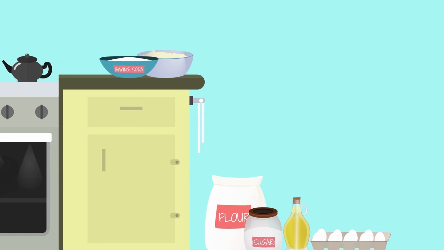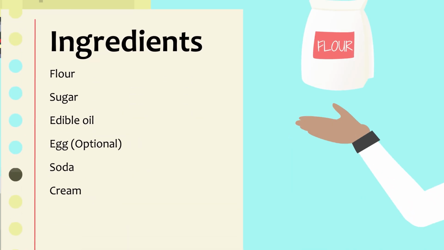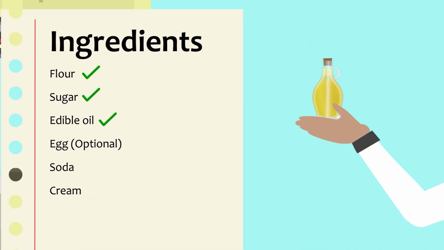As with any dish that you're planning to prepare, let's pick the ingredients first to make our cake. I'm going to list them as follows: flour, sugar, edible oil, egg, which is optional, cream, and baking soda.